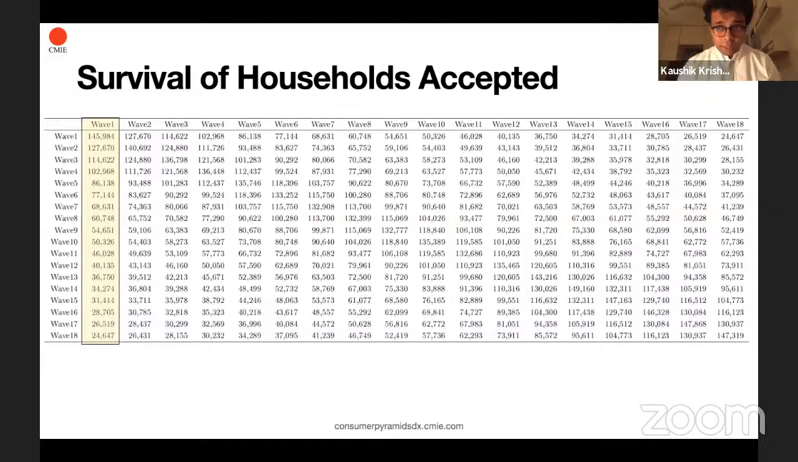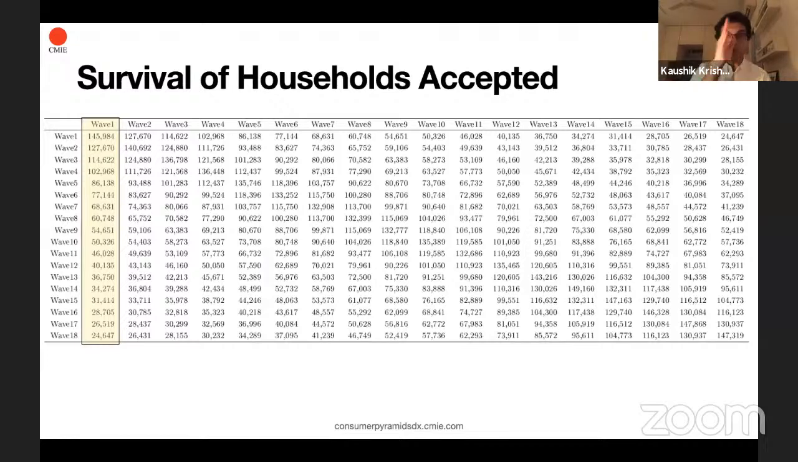So if you take the first column here, this is the table that tells you about the survival of households, conditional on acceptance. So this doesn't mean they're just in the sample. They're in the sample and they were surveyed and the survey data was accepted into the system. Okay, so it's a very high bar. So it shows you that of the 145,984 households in wave 1, if you go all the way down to wave 18, you get 24,647 households from that original sample that remain in wave 18.